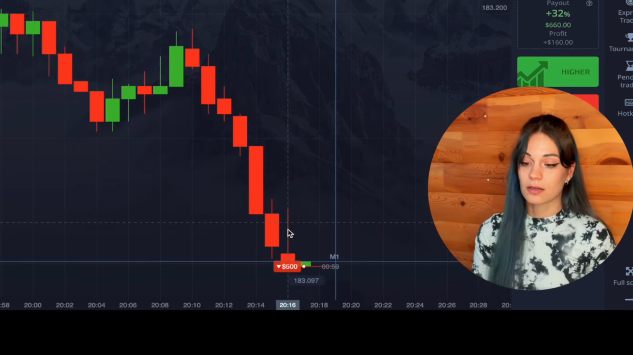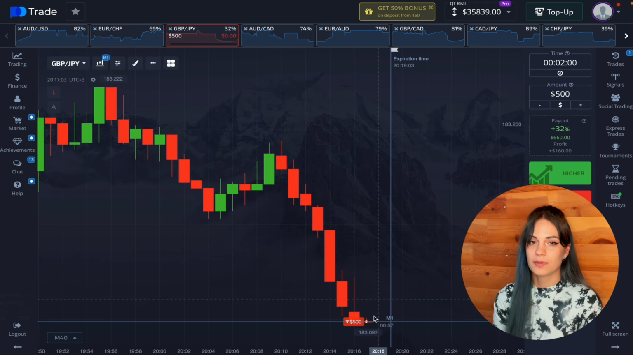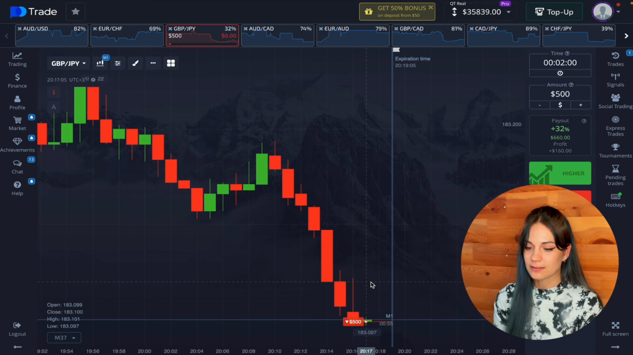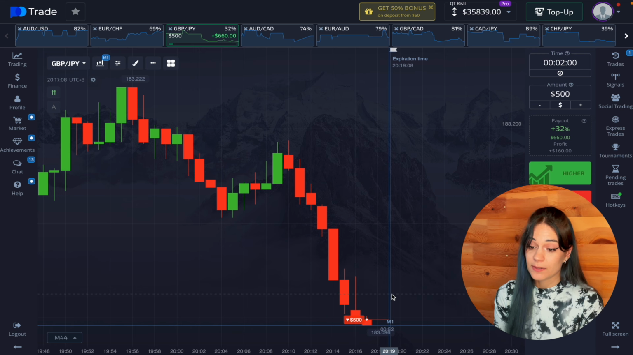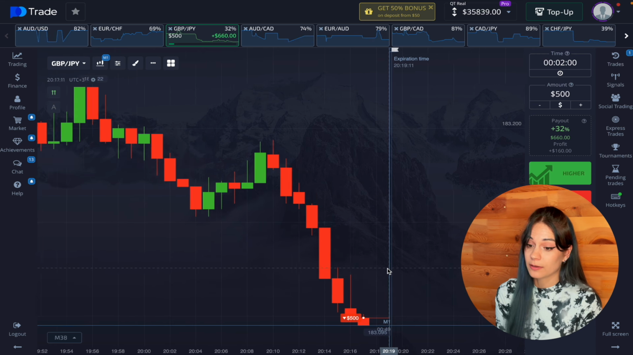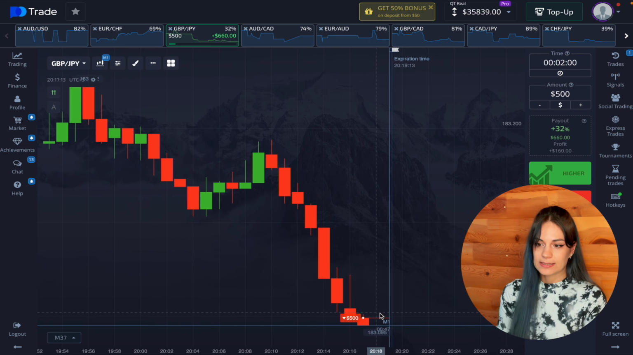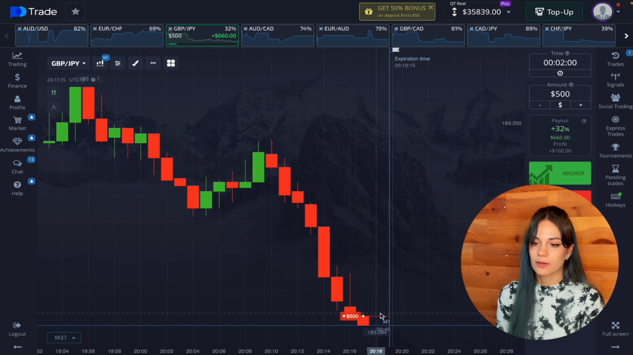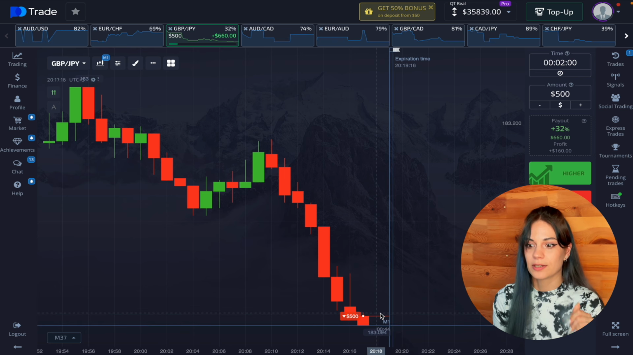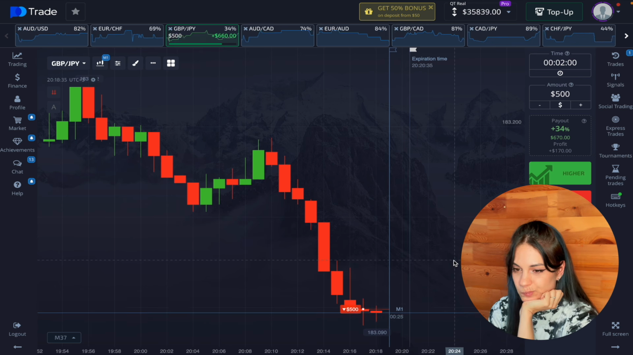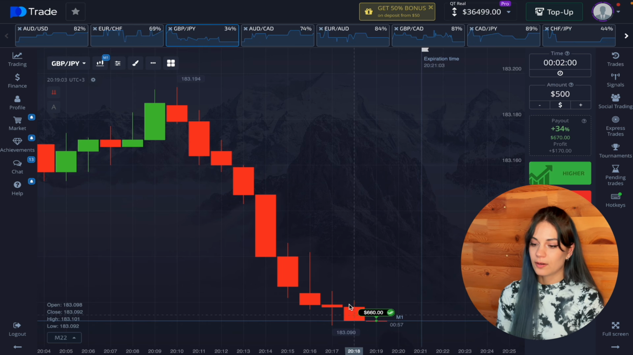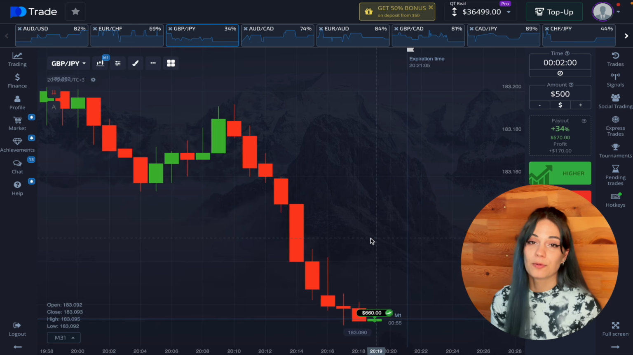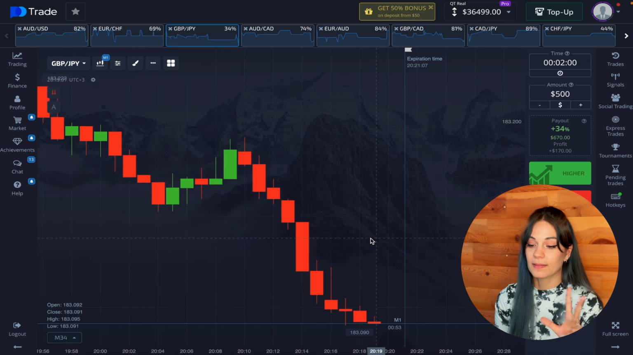Okay guys, so right here is going to be our first deal, and we're opening a deal on a downtrend because we found a shooting star pattern. So let's see what's going to happen, but we are waiting for the price to go down right here. Okay, great, our deal is closed in black.